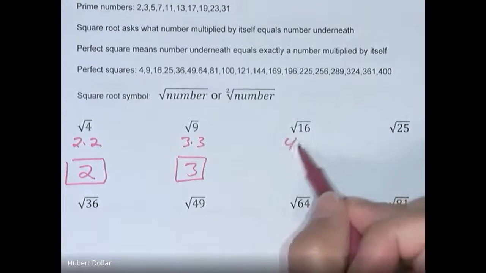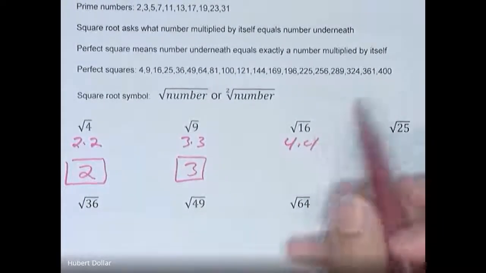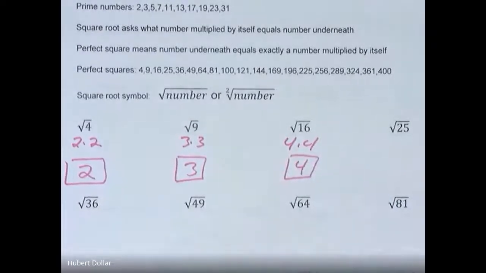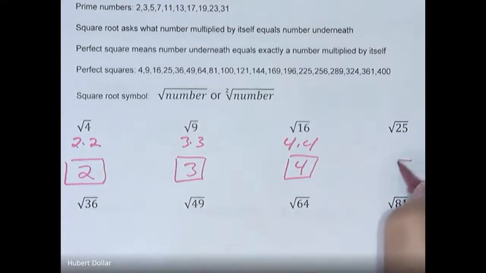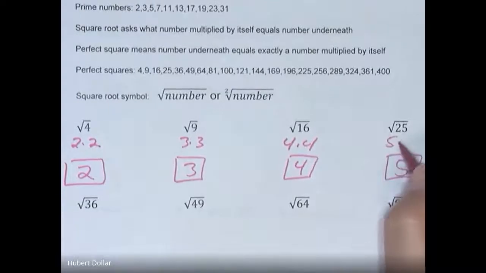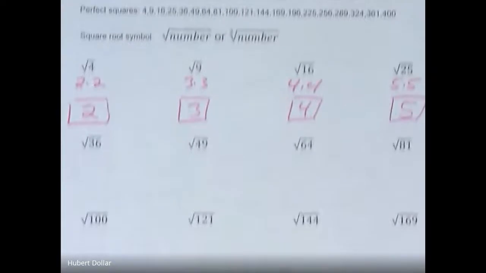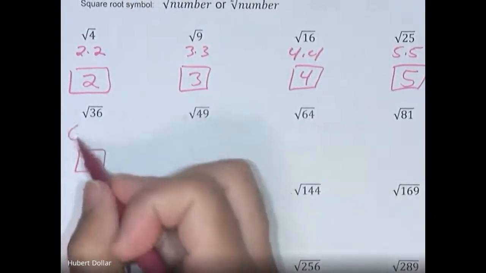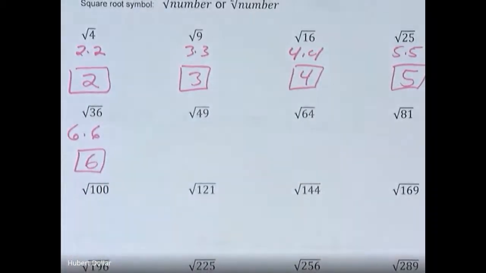16 is 4 times 4, so the square root of 16 is 4 because 4 multiplies by itself to get 16. Now all of these are perfect squares because there's only going to be one number times itself that equals 16. The square root of 25 is 5 because 5 times 5 is 25. The square root of 36 is 6 because 6 times 6 equals 36.